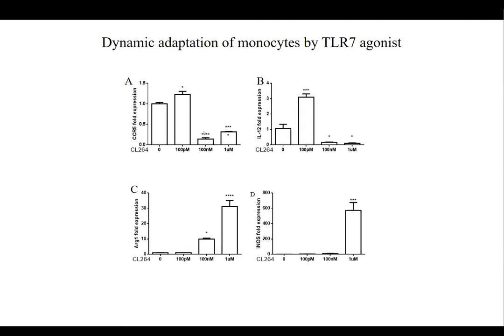Same thing with IL-12, we see similar patterns. But if you look at arginase 1, the higher the TLR7, the higher the arginase 1. Same with iNOS, the higher the TLR7 agonist stimulation, the higher the levels of iNOS.